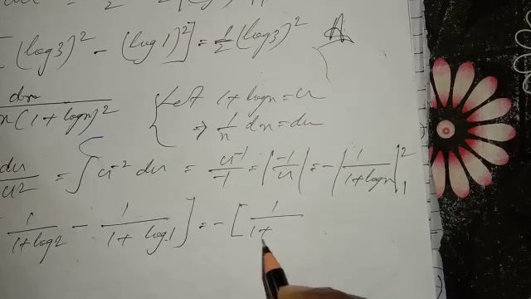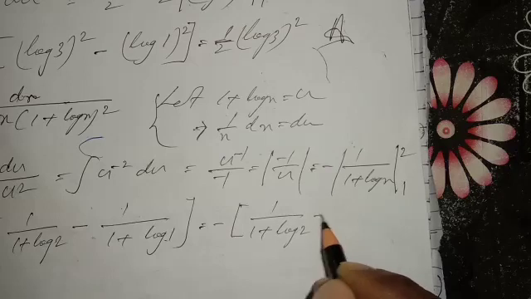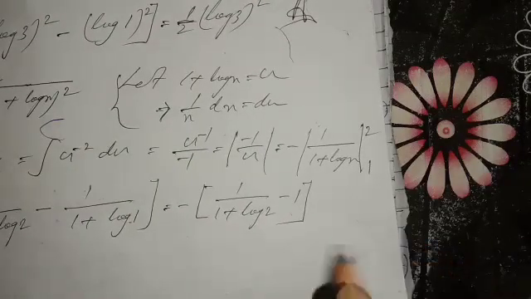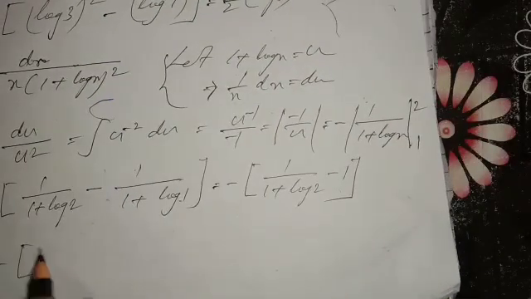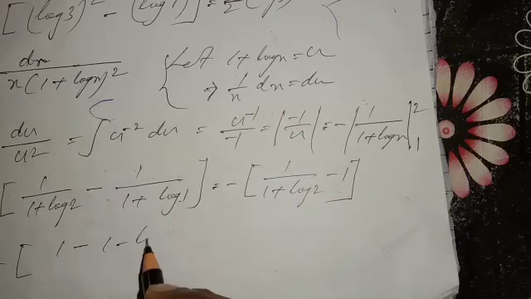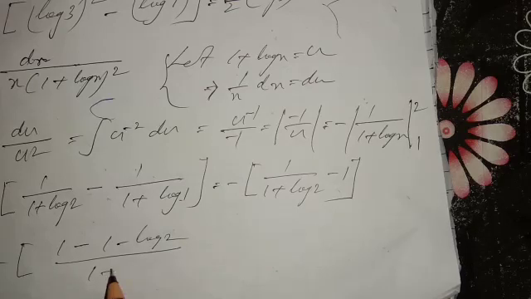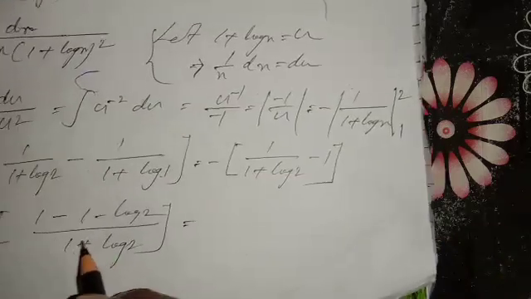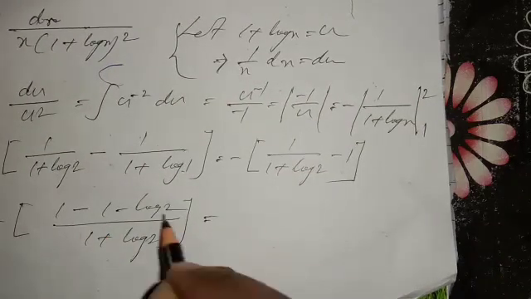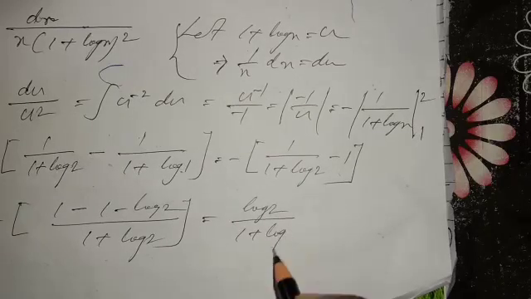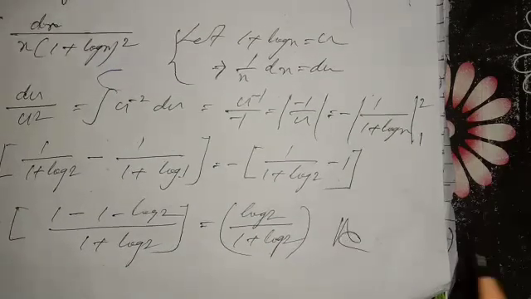1 by 1 plus log 2 minus 1. Okay, if you take LCM, this will be minus outside, 1 minus 1 minus log 2 by 1 plus log 2. 1 cancels, so the final result will be plus log 2 by 1 plus log 2. This is the answer of number 10, second part.